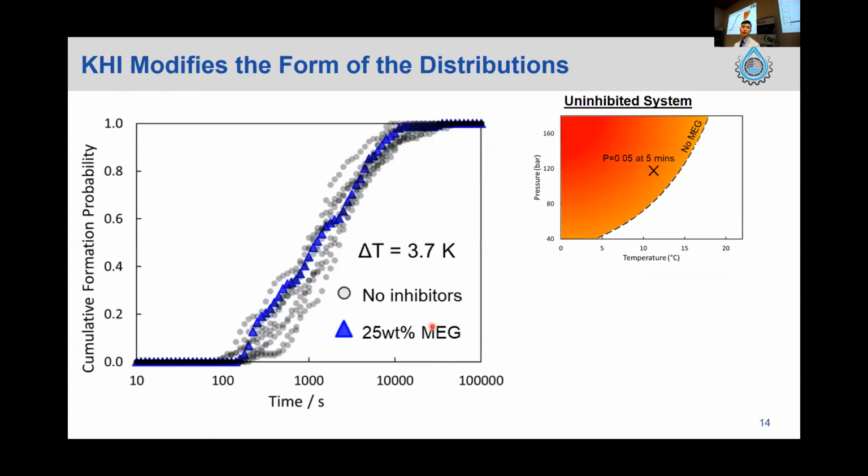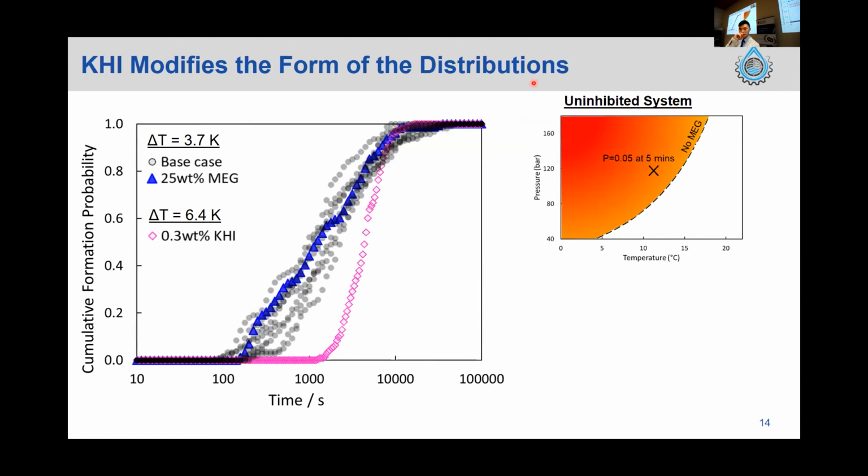Okay, so in contrast, what if we have KHI in the system? Once again, this is the base case, or uninhibited system. If you add 0.3 weight percent of KHI instead of MEG, so once again, KHI is a type of low dosage hydrate inhibitor. You need only a little bit for it to work, or for it to delay nucleation. Here I have 0.3 weight percent KHI.